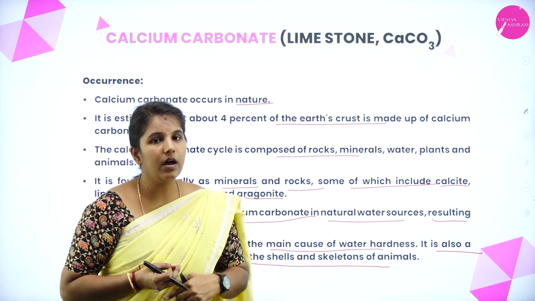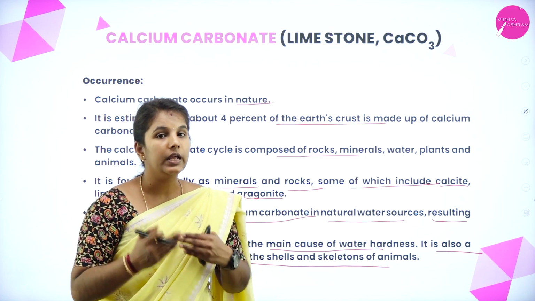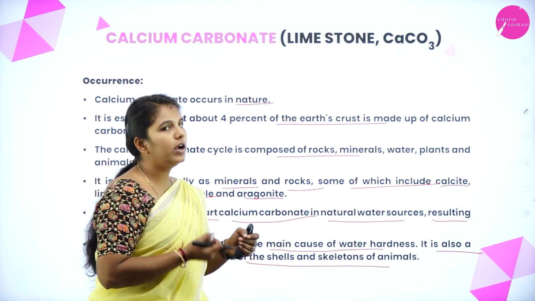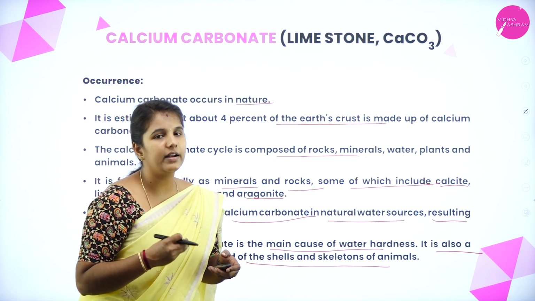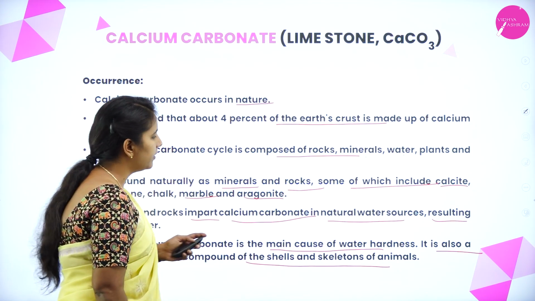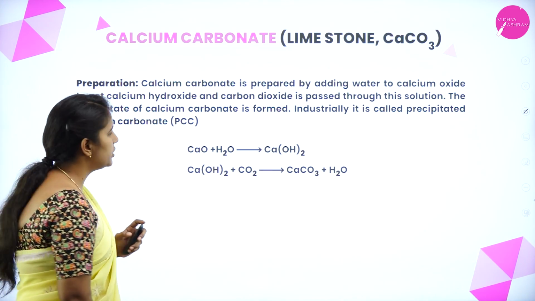And remember, 4% of the earth's crust is mainly made up of what? Calcium carbonate, and it is naturally occurring. Let's see its preparation now.